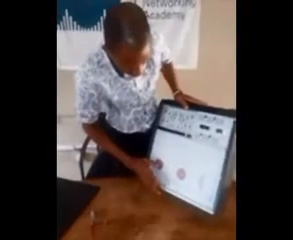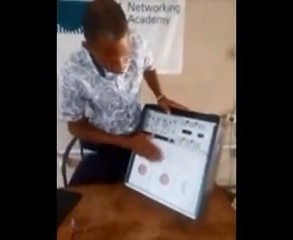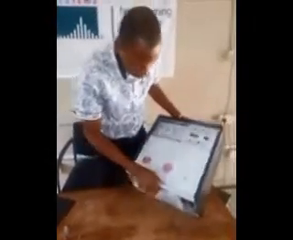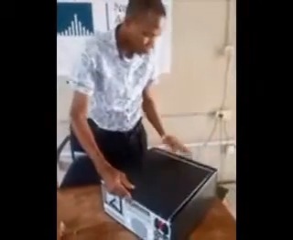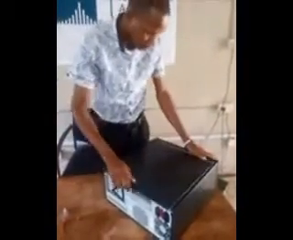This is a standoff, part of the standoff to prevent the motherboard from touching the metal part of the system. Okay. With this, I won't be able to access the internal components.